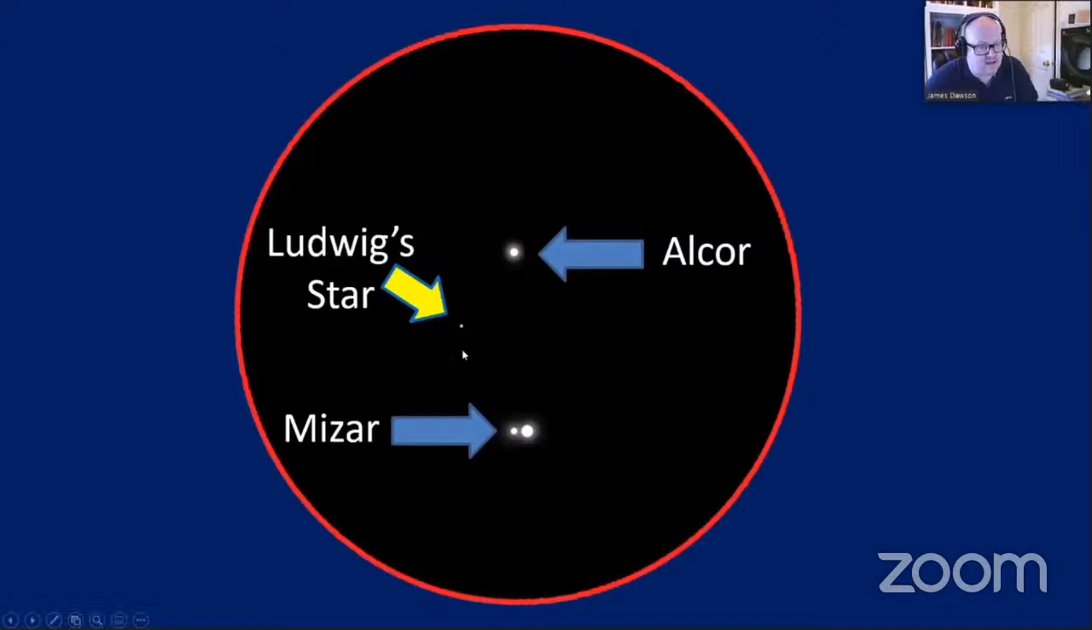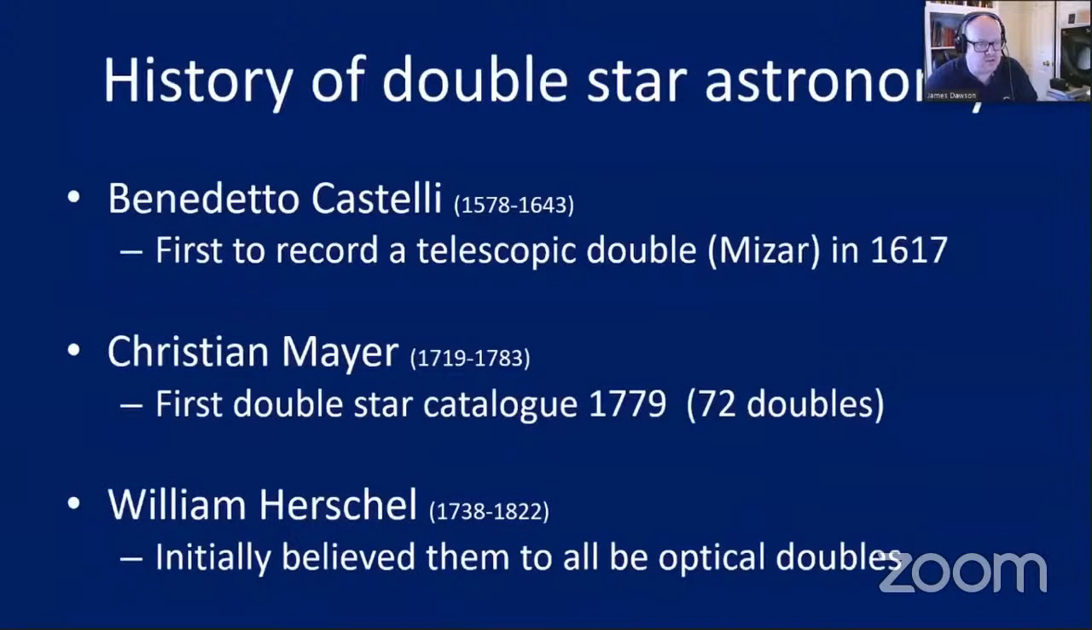Now, there's a little star here called Ludwig's star, which in about 1722, the notes have vanished. I think Julian's got the notes. 1722, this star was spotted and was thought to be a planet, but subsequently determined not to be. That's an interesting story in itself. So in about 1617, Benedetto Castelli is the first person to have recorded an observation of a double star through a telescope, and that was Mizar. So 1617, so that's just a few years after the invention of the telescope.